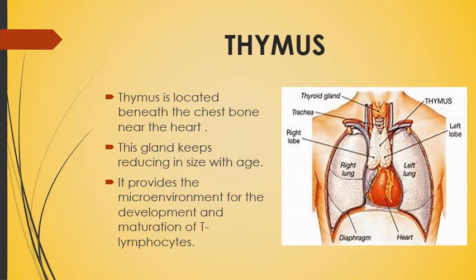So this gland keeps reducing in size with the age. That's why the factor of aging is, as the age increases, immunity starts decreasing, and because of the decrease in the immunity, that leads to the aging. So this is one of the factors of the aging.